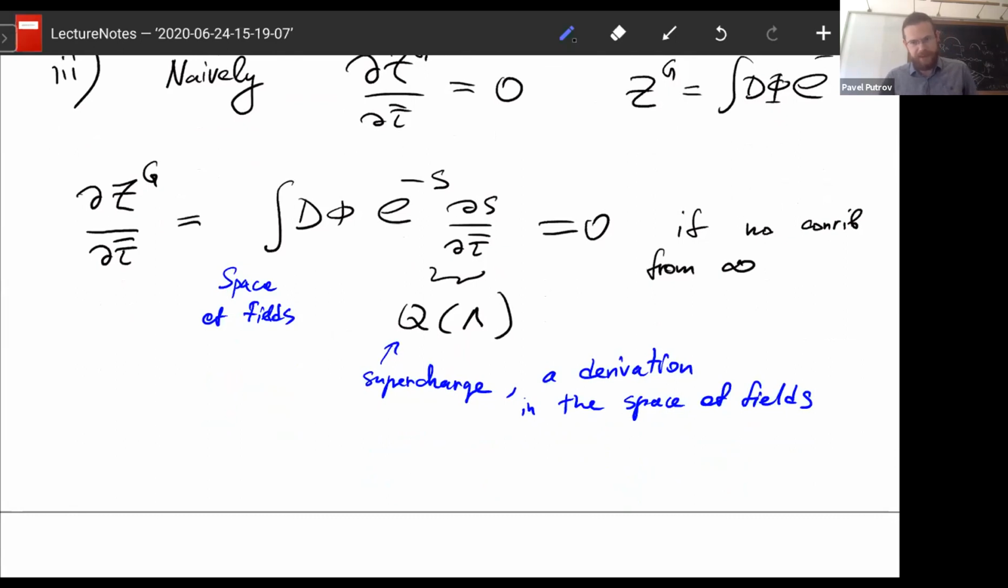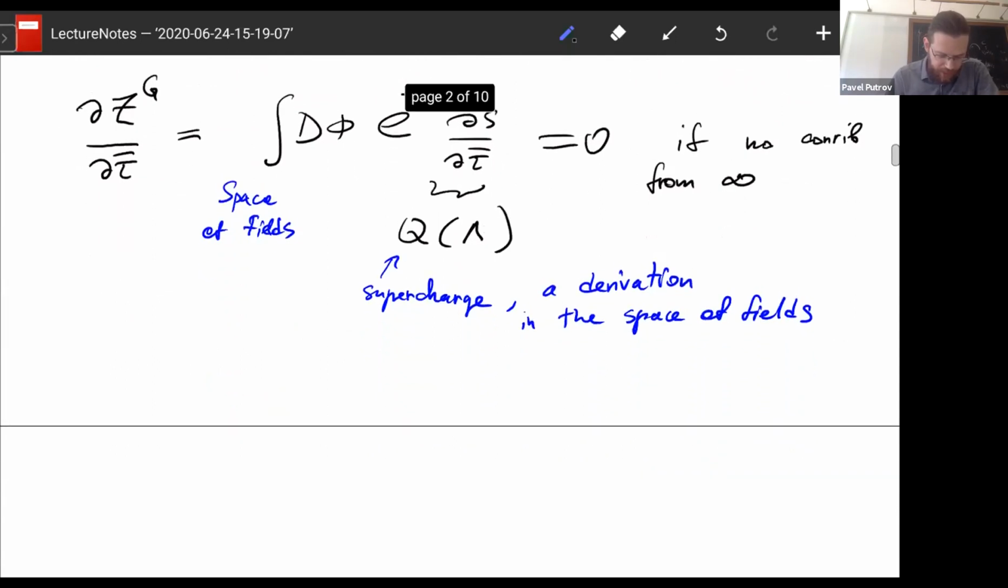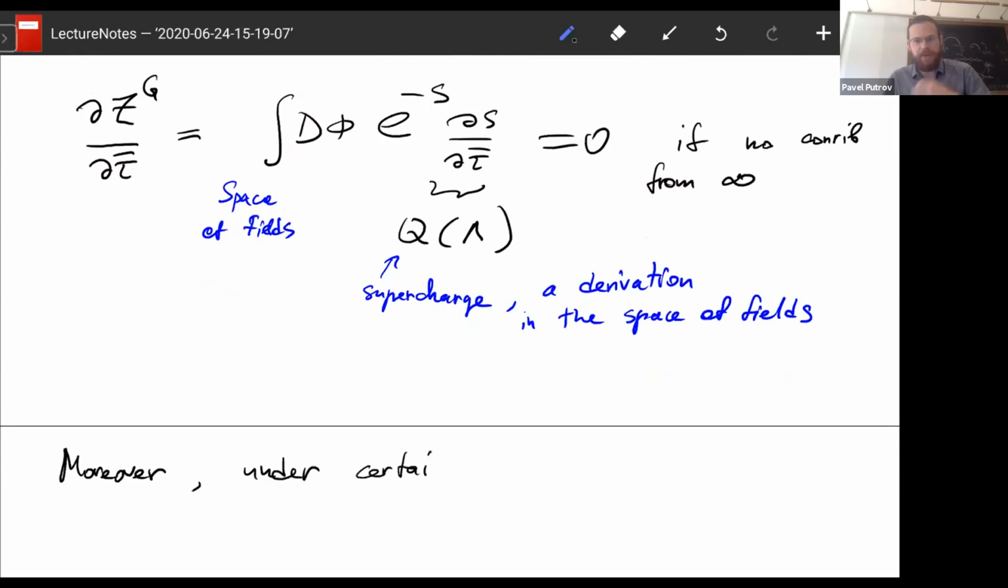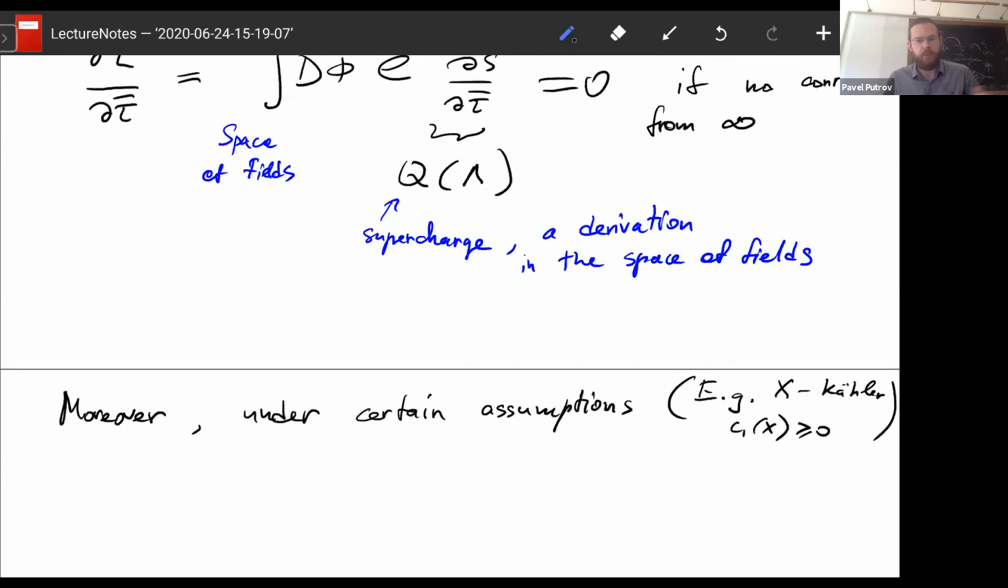And so this actually can fail. There can be a contribution from infinity, and this is what we want to find. Okay, suppose this assumption holds, and moreover, suppose you impose some additional assumptions, usually referred to as a vanishing theorem. To be concrete, this vanishing theorem is true when X is scalar, and the first Chern class is non-negative, or equivalently the canonical class is non-positive.